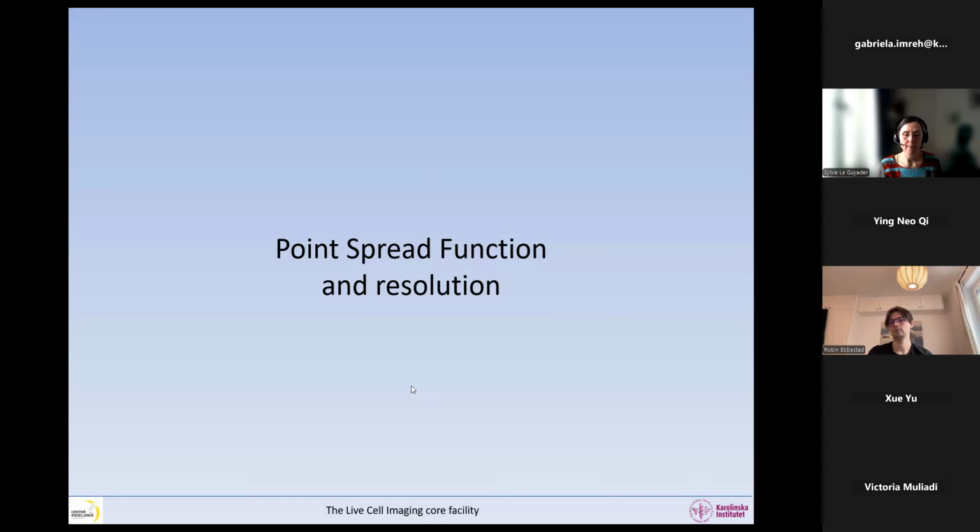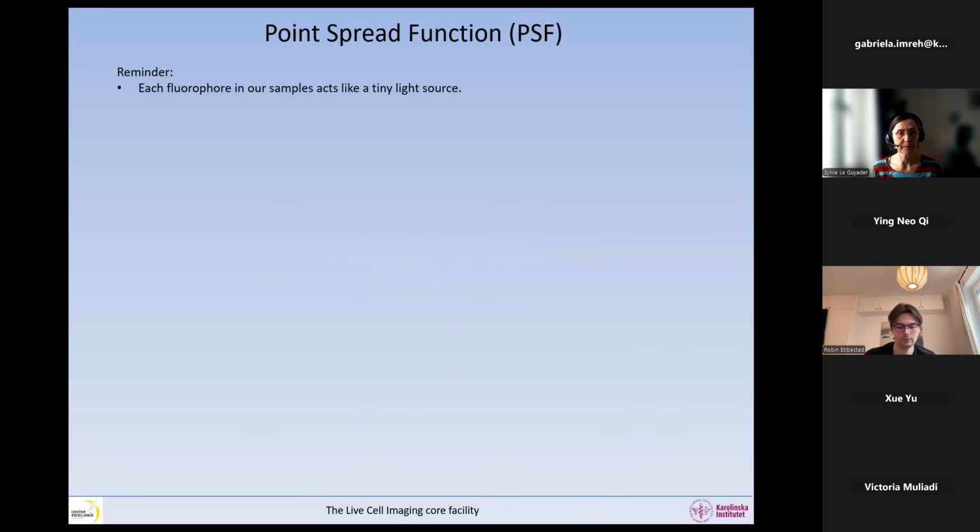Now we're going to talk about point spread function. We spoke already about point spread function on the optics side. What is the point spread function? How is it formed? And then now we're going to talk about how it relates to resolution.